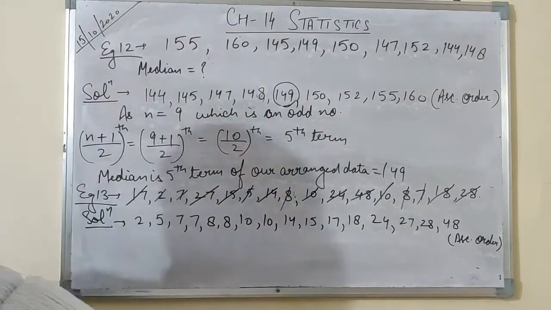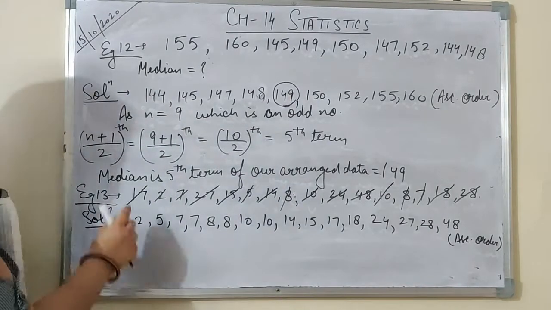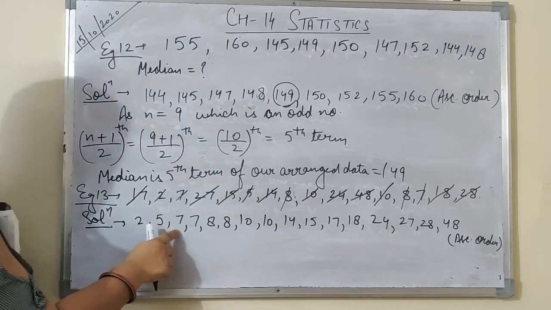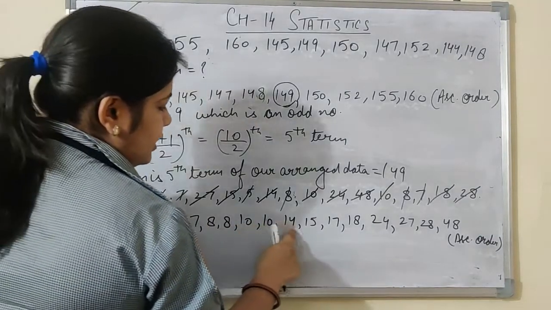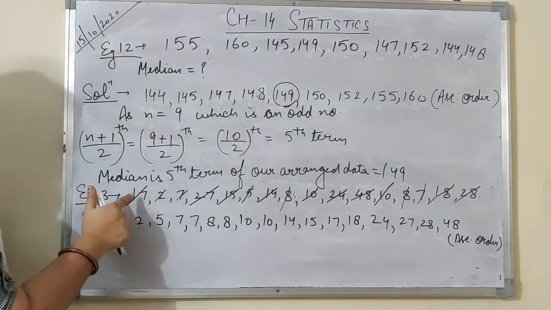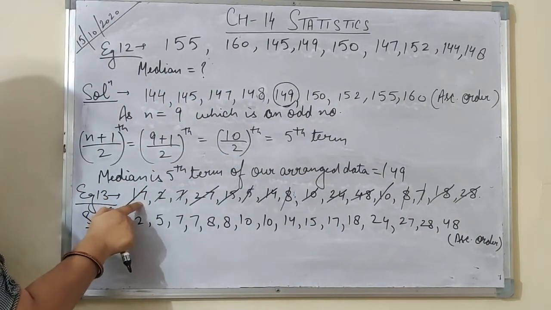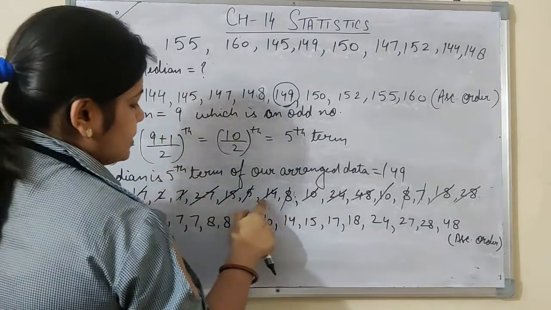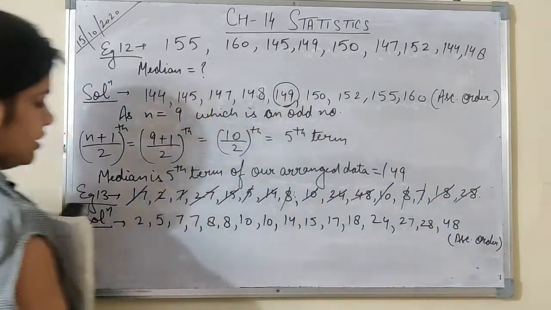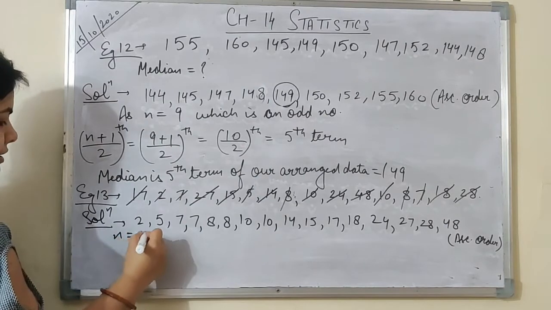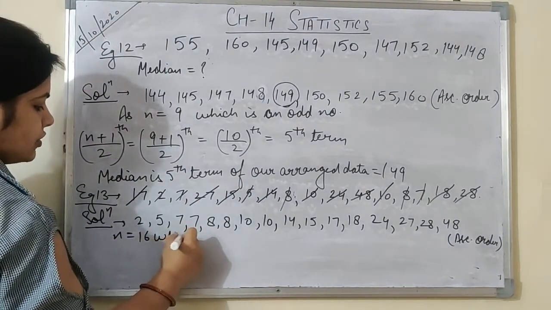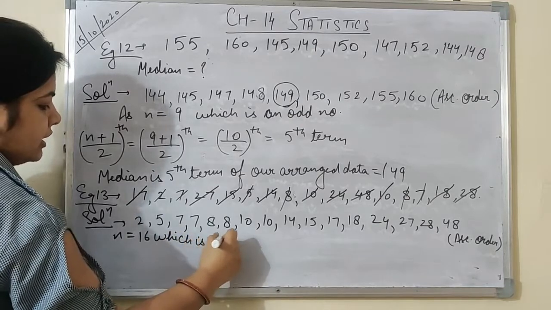Now we will count how many observations are given to us. 1, 2, 3, 4, 5, 6, 7, 8, 9, 10, 11, 12, 13, 14, 15, 16. You can verify it by counting again. So that means n is given as 16, which is an even number.